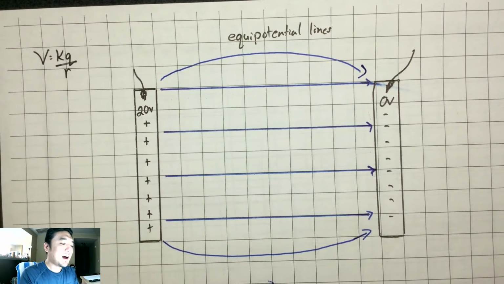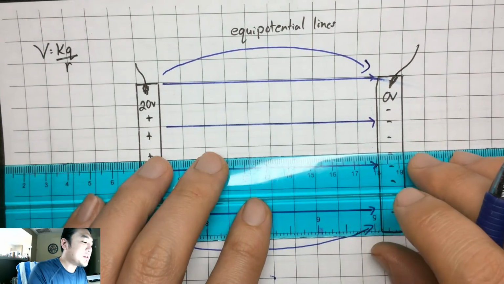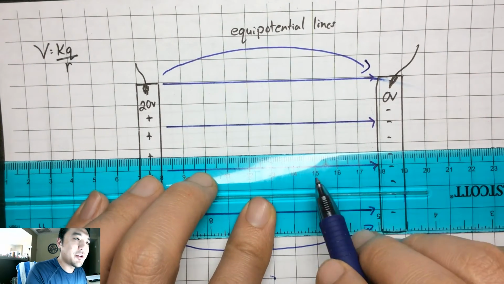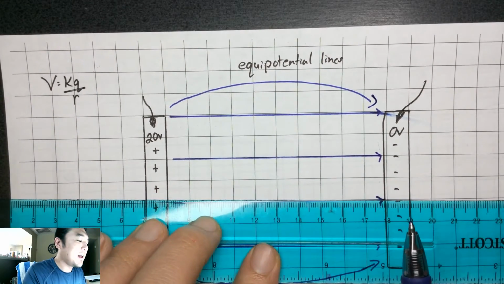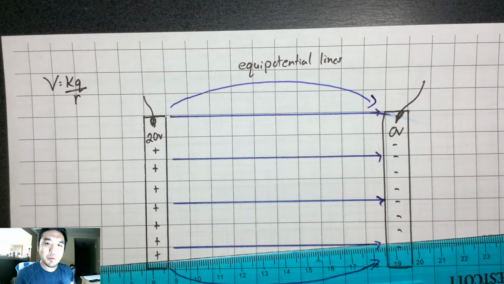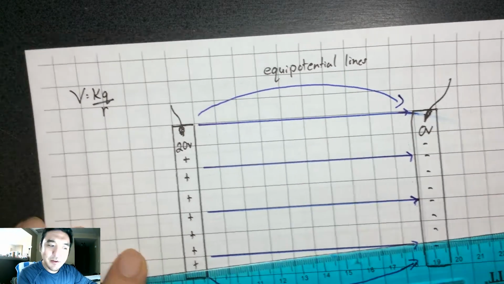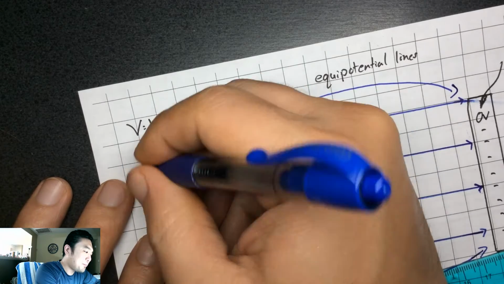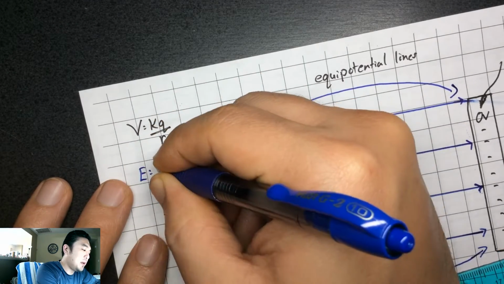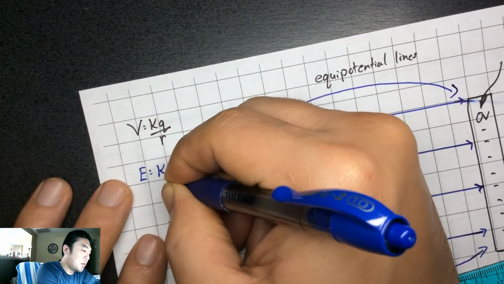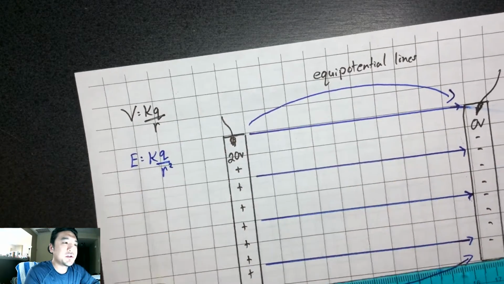So I'm going to use these squares as 1 centimeter each, because that's what they actually are in real life. And let's see if we can actually work through that. So back to electric field. If we remember, electric field is going to be kQ over r squared, which is great.